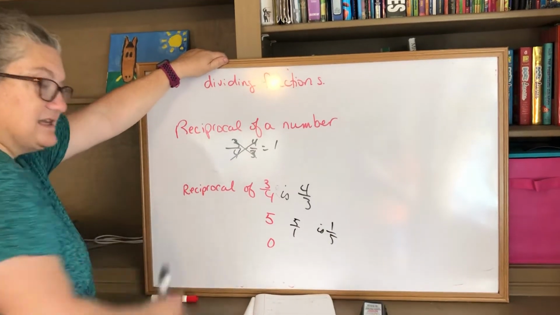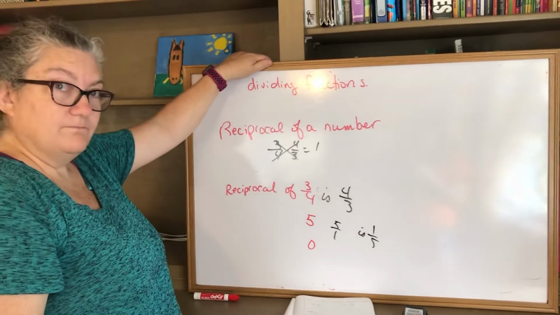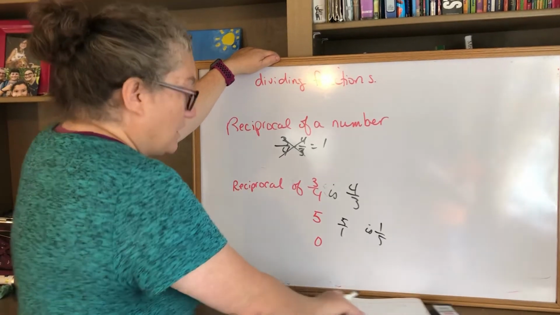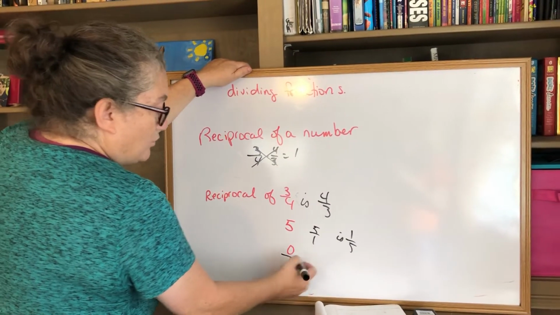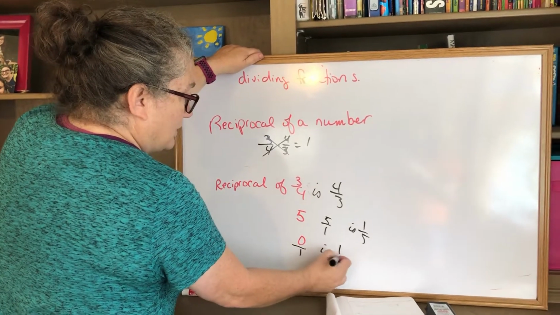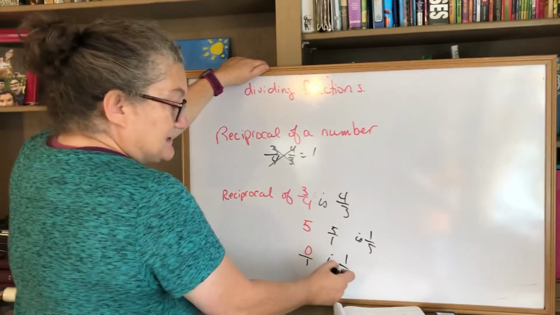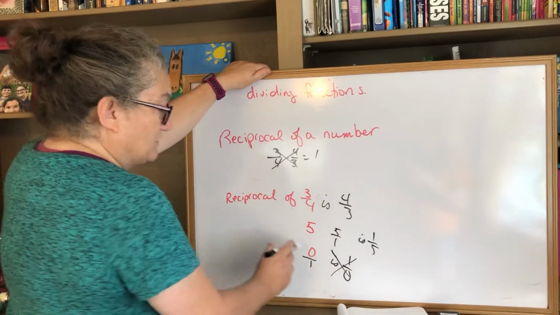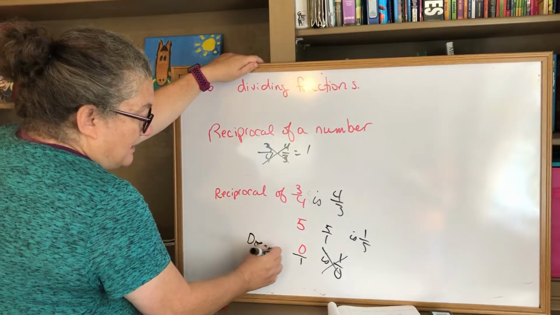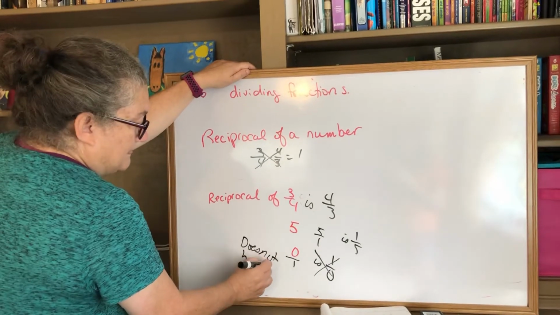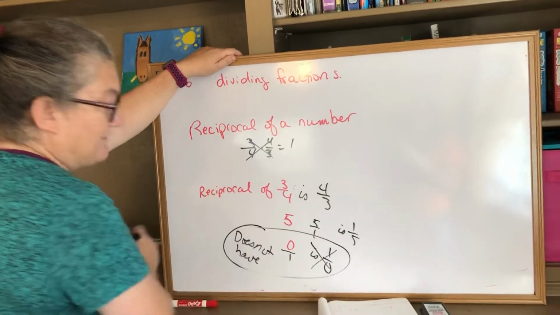So does the number 0 have a reciprocal? Well, let's see. If we write 0 over 1, can we write that as 1 over 0? No, because this is undefined. We cannot do that. So 0 does not have a reciprocal.